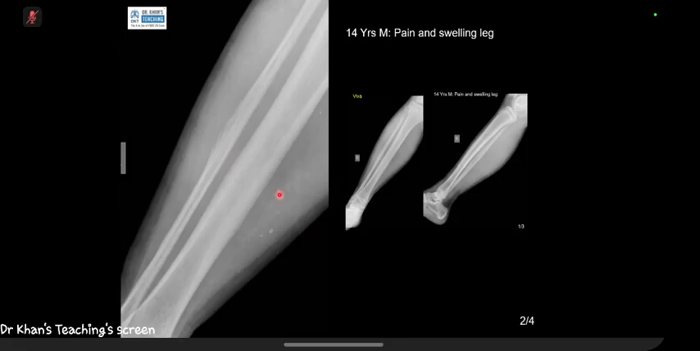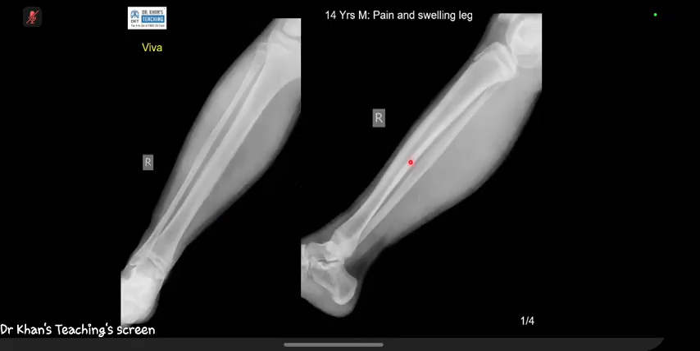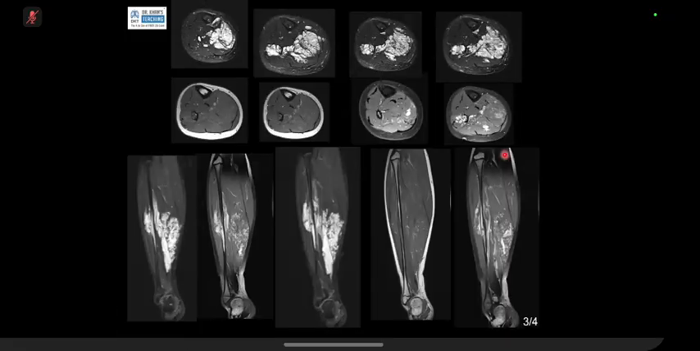But what is the key? Key is the phleboliths. And phleboliths are extremely important. Even here, there were phleboliths. This phlebolith, phlebolith, phlebolith. So look for phleboliths. And what happens is that this is a STIR sequence. This is a T1. This is a post contrast T1 with fat saturation.